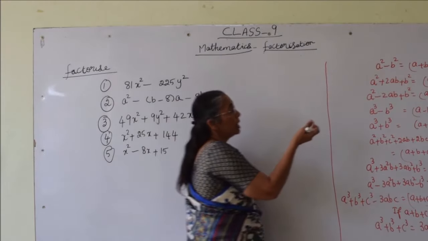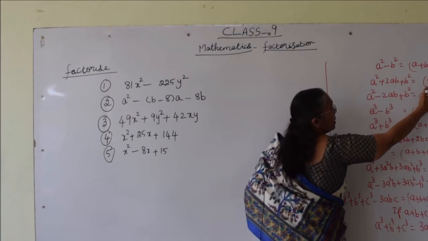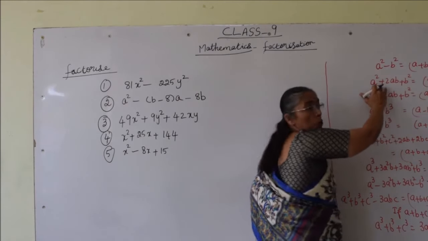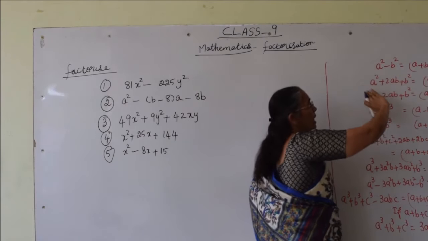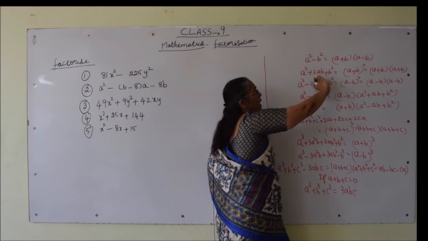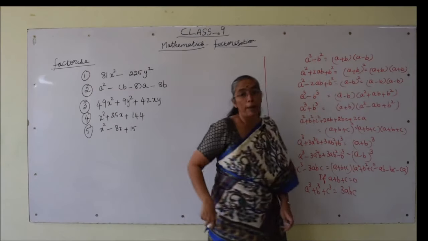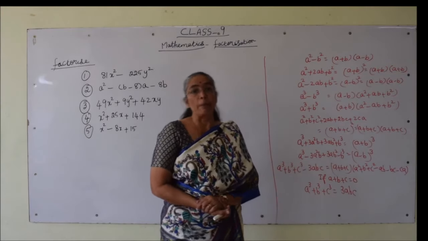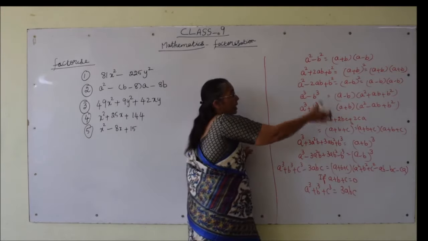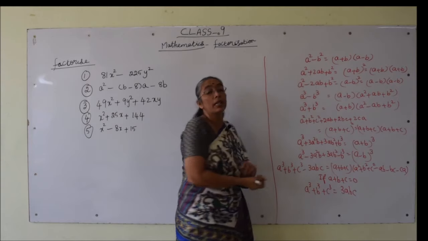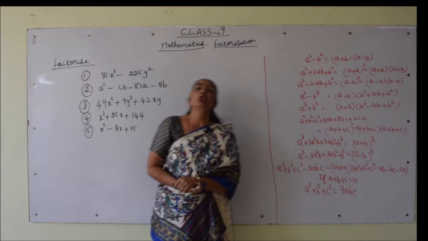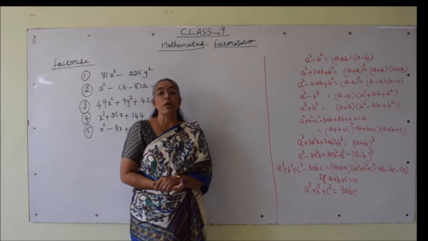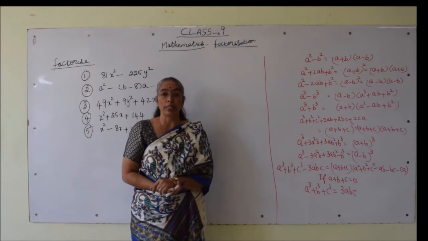You learnt the formula like a plus b whole square is a square plus 2ab plus b square. But I have written here a square plus 2ab plus b square is equal to a plus b whole square, which is equal to a plus b of a plus b. Why have I written all the things like this? We can use these algebraic identities to factorize the given algebraic expressions. That is the main concept here.